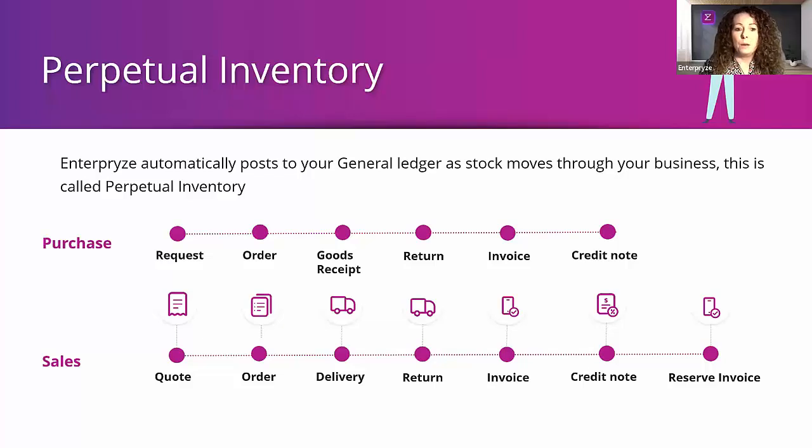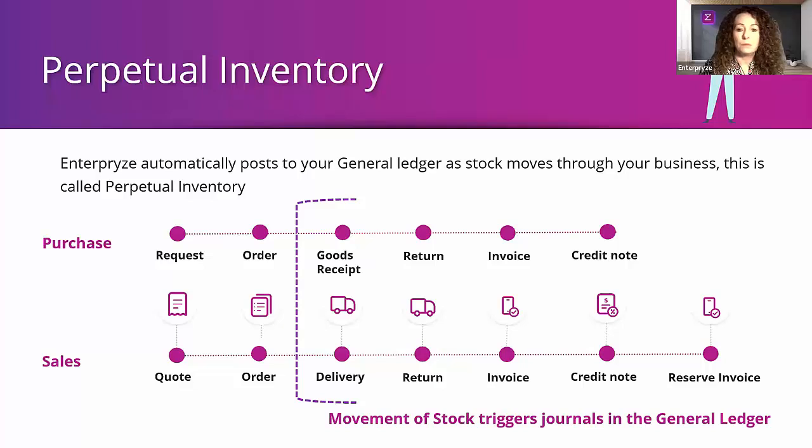Then when we go to delivery, whether that's a purchase goods receipt, which is a purchase delivery, or a sales delivery, that's when the movement of stock triggers the journals in the general ledger. That's when we start to see an update to the balance sheet, for the movement of stock on the balance sheet, and of course, in relation to our P&L, our revenue, and our cost of sales.